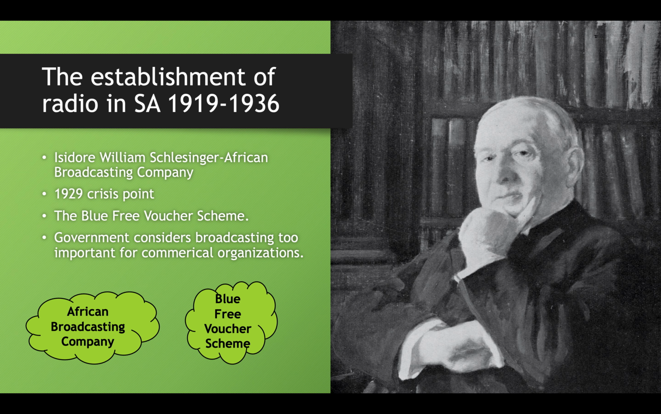The government believed that broadcasting for commercial purposes was just too important. It's too important just to radio broadcast and shouldn't be used for commercial purposes. Radio should have more potential. It should have more influence. So the government was not happy that ABC was operating as an independent radio station.